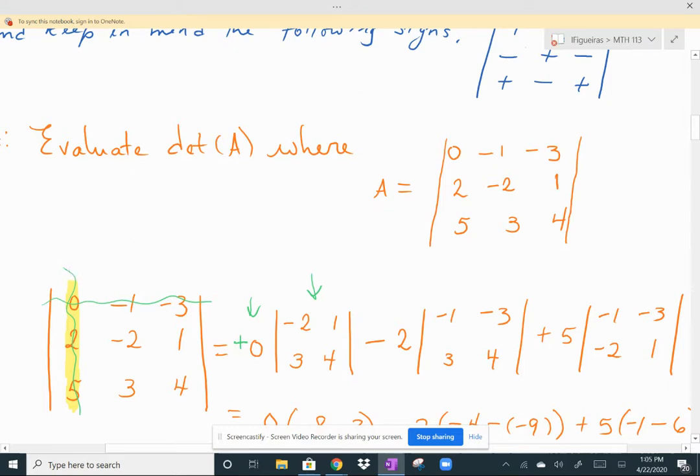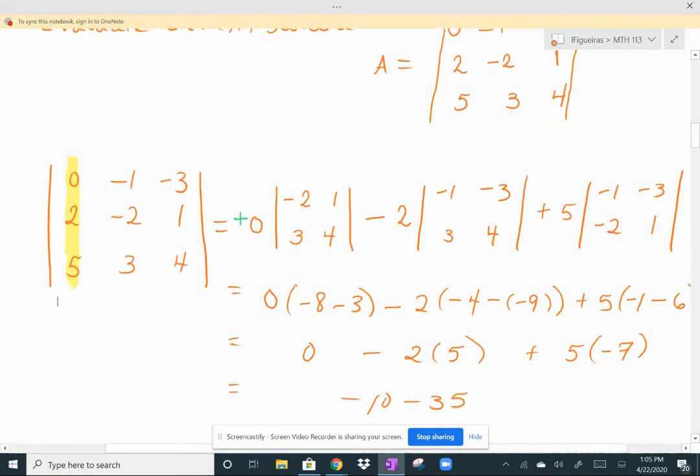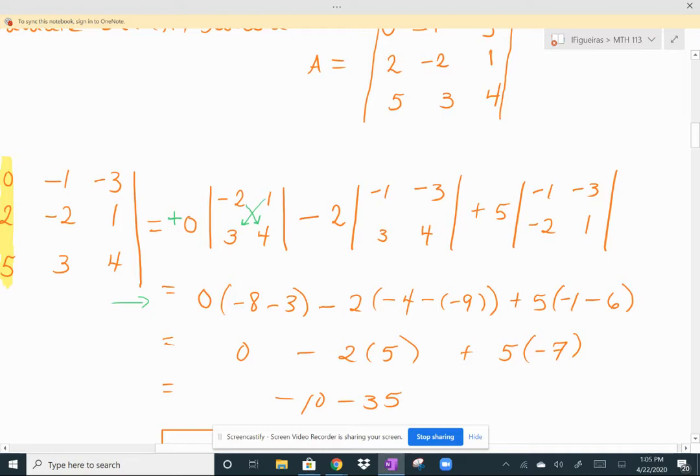Okay, so now that we have all of our 2 by 2 matrices set up, remember how to evaluate a 2 by 2 matrix: you multiply across from left to right, and then multiply across this way from right to left, and you subtract the result. So that's what you're seeing on this line. It'll be 0 times (-8 minus 3), minus 2 times (-4 minus -9), plus 5 times (-1 minus 6). When you do all of the subtractions inside of the parentheses, you'll get this result.